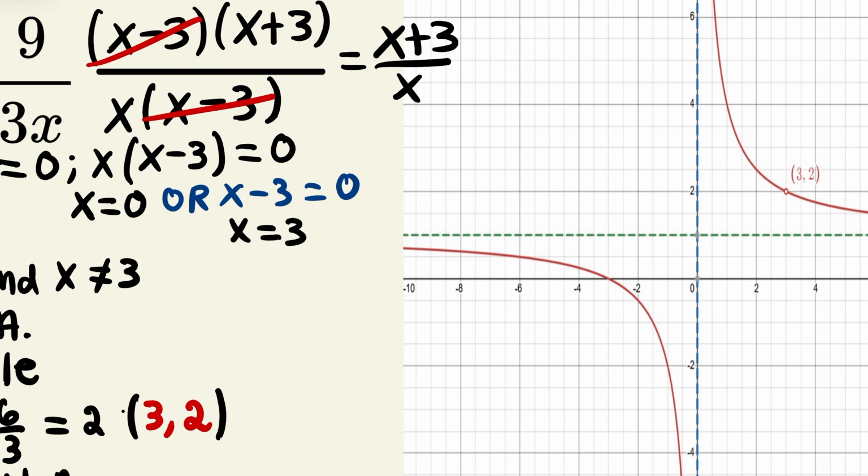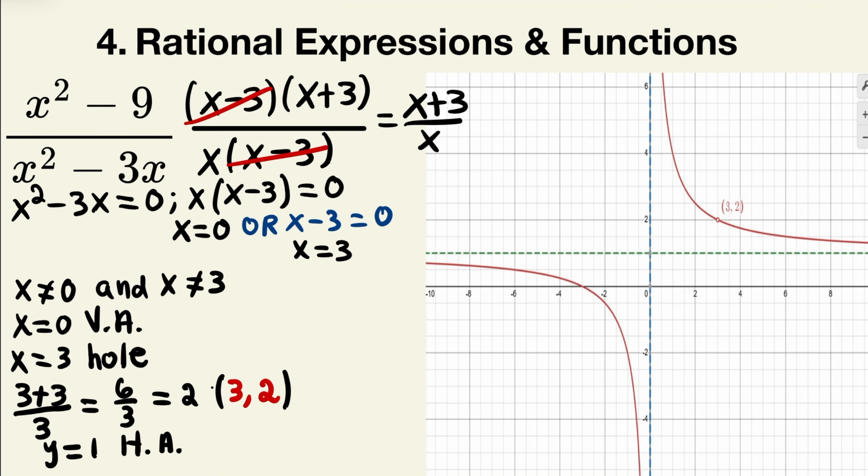All right, and so in the next problem, we're going to look at an exponential function.